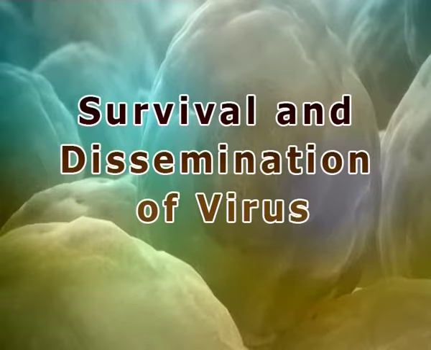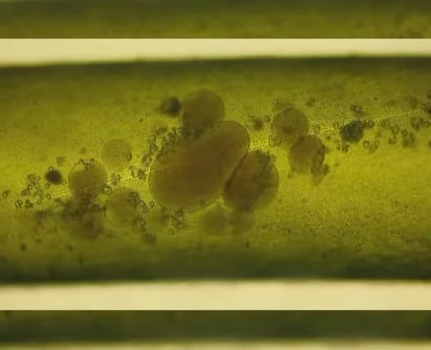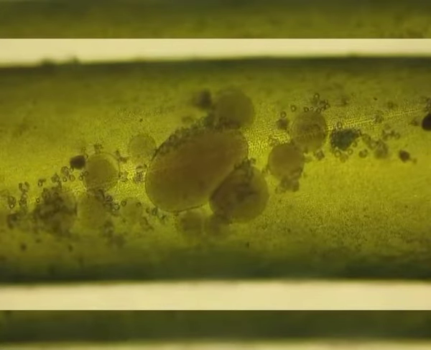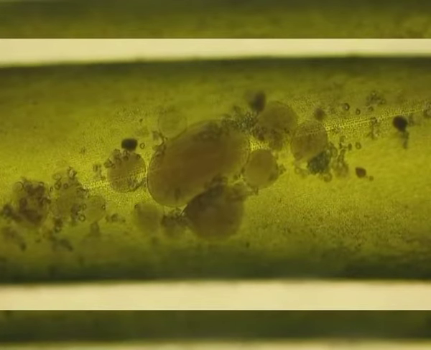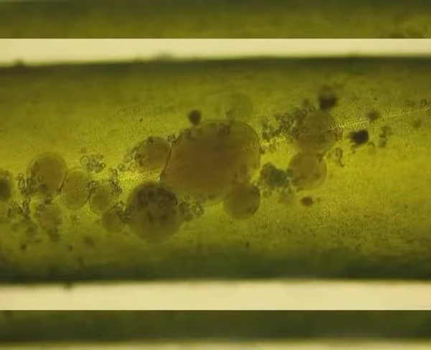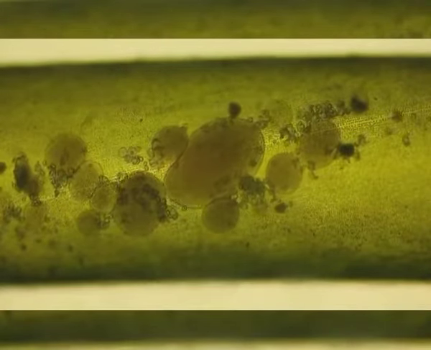Survival and dissemination of virus. Plant viruses are obligate biotrophic parasites. Their life cycle starts by penetration of the virion into the cell. Plant viruses are unable to penetrate the plant cuticle and cell wall. It is believed that the virion enters the cytoplasm of the cell passively through wounds caused by mechanical damage to the cuticle and cell wall.